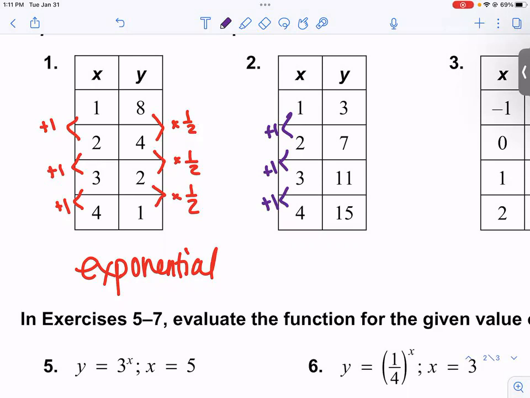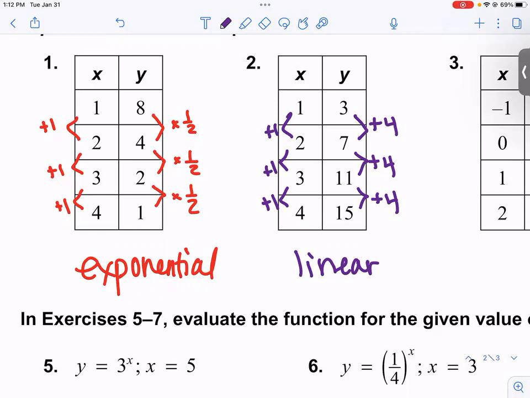What about here in number 2? What's the pattern with our y's, Abby? Because they add 4 every time. Okay, so we are adding 4 every time. And if we are adding the same number to consecutive y's, that means we have a linear function. You and your elbow partner, please determine whether 3 and 4 are linear or exponential.